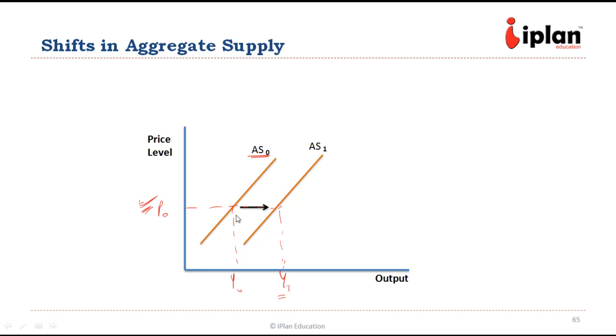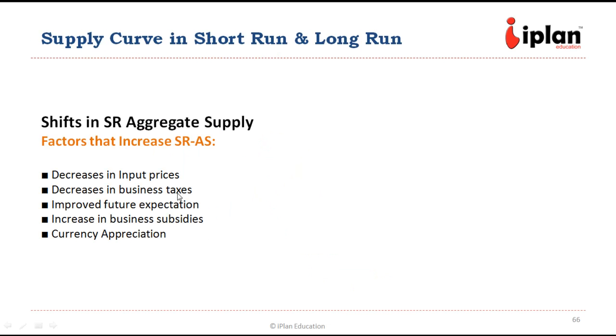So what could be the possible factors, the reasons which are shifting the aggregate supply curve rightwards? Factors that increase the short-term aggregate supply curve. First, the decrease in the input prices. What could be the input price? The price of raw material for a company. If the price of important commodities is falling, that means it will be easy for the companies to produce at a lower price. That is why there is more supply at the same price. So the curve shifts rightwards.